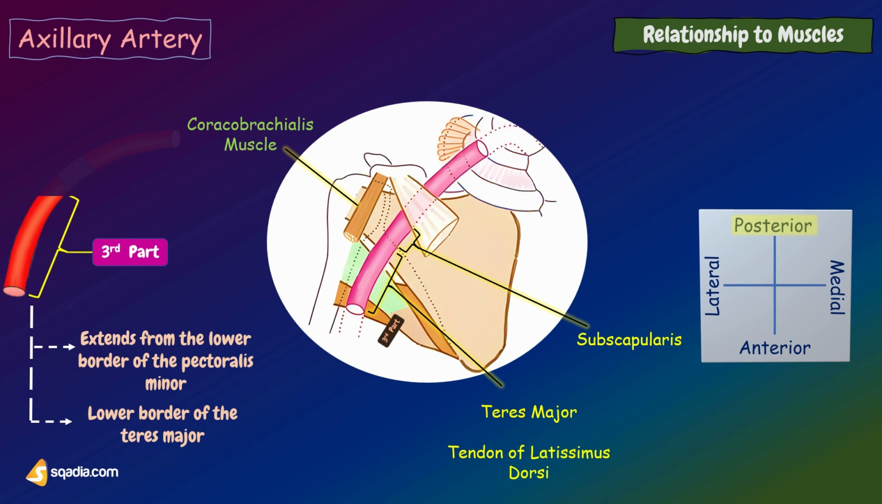Then laterally we find the coracobrachialis, and the head of the biceps is located. The entire artery, except its lowermost part, is overlapped, that is, at the anterior aspect, by the pectoralis major muscle. In addition to muscles, the artery is covered superficially by superficial and deep fascia and by the skin.